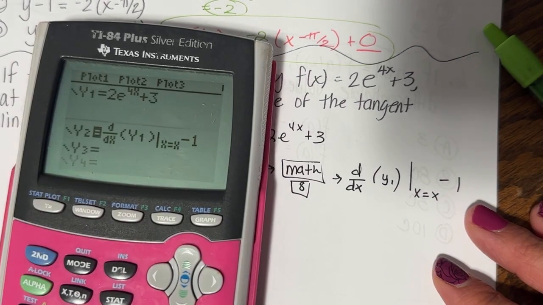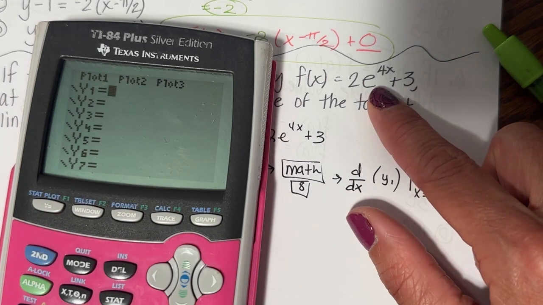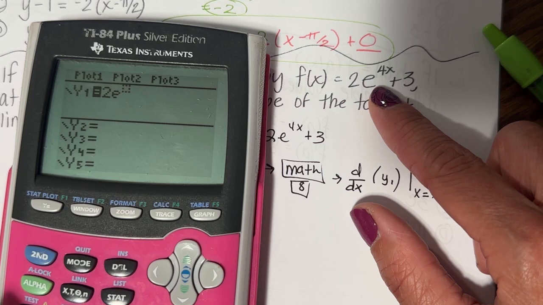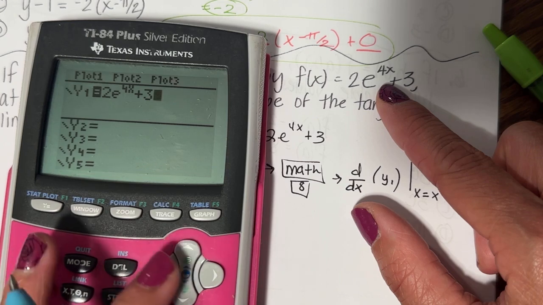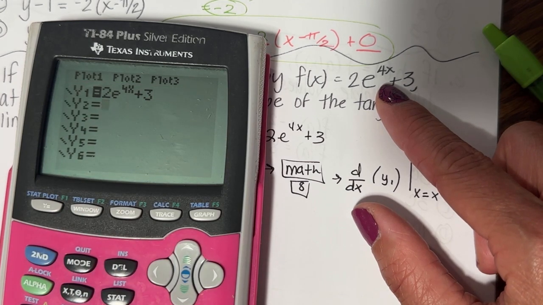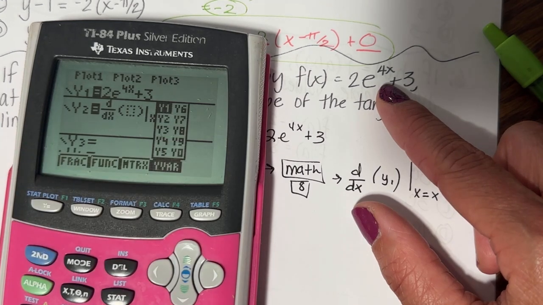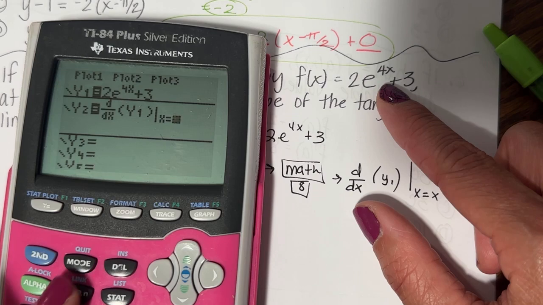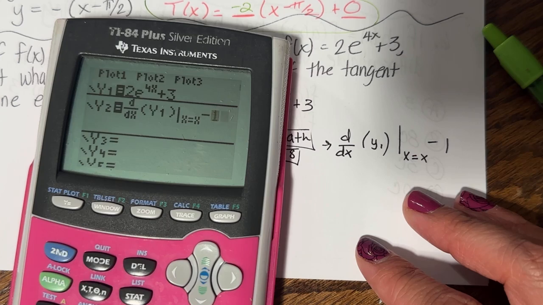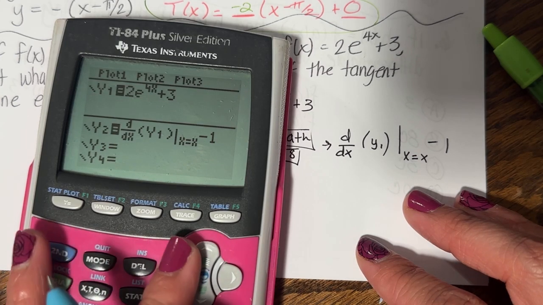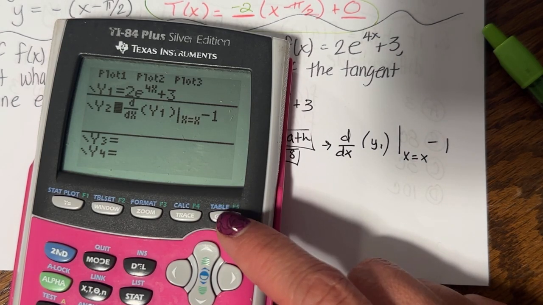So here I go. Y equals, let me clear out all this stuff and start fresh. So the original function is 2e to the 4x power, arrow down, plus 3. And arrow down to the y2. Now I need to hit Math 8, d dx, alpha trace, y1, x equals x, but I need it to be, what was it, minus 1. And I don't want both of these graphed, so I want to unhighlight that first one. I just want to see the derivative graph, and I want to see where it's crossing the x-axis. So I'm going to hit graph.